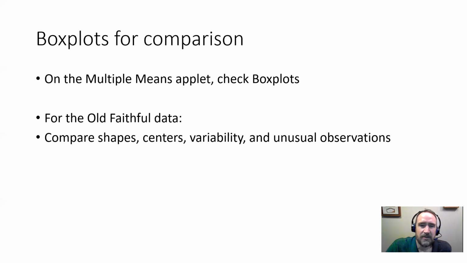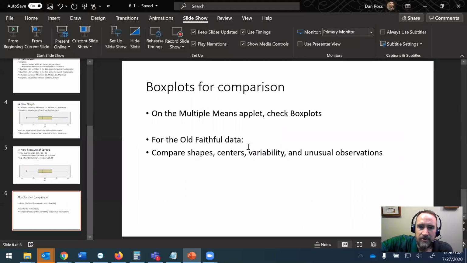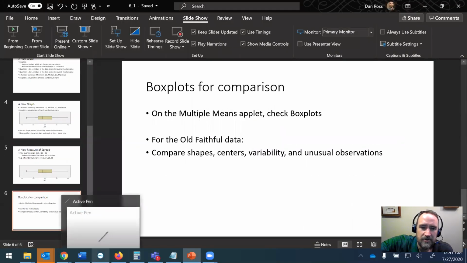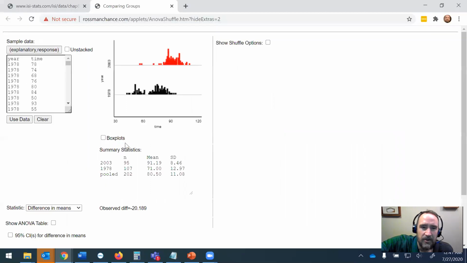So let's jump back to the multiple means applet and we'll check the box plots box, and we'll look at the Old Faithful data and see how it can help us understand the same 4 things we're interested in: shape, center, variability, and unusual observations. So I'm going to jump back over to that graph. Let's see, where were we? Here we are. And you can simply check the box plots box, and we can see here a box plot for each year of data.